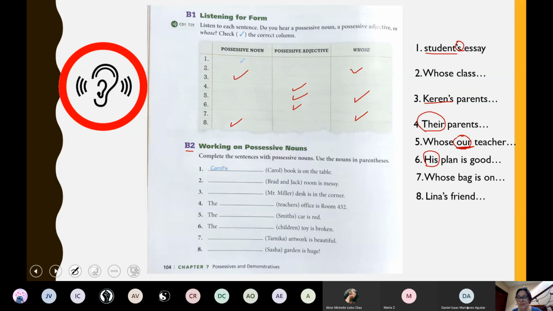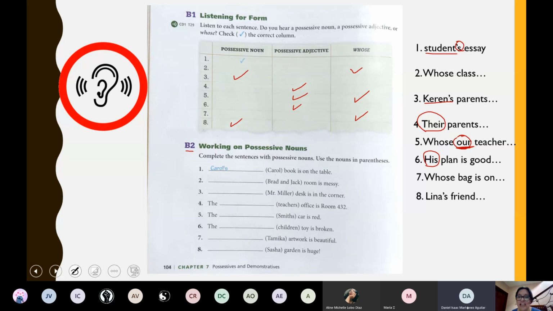Tell me, number two, someone of you, how is it going to be number two? Because we have two names, Brad and Jack. Room is messy. Their room is messy.